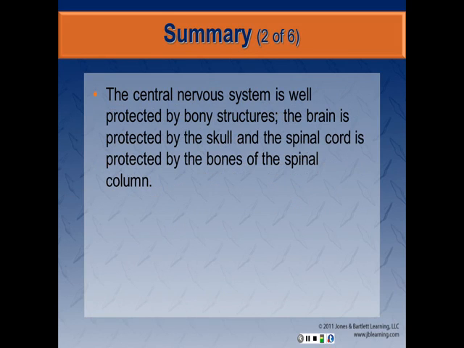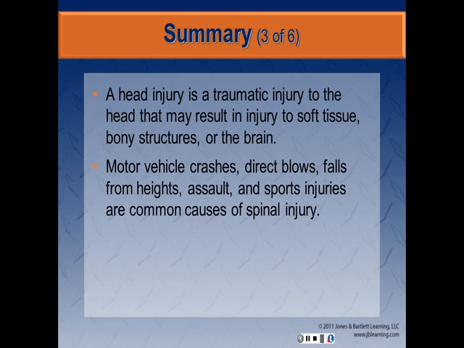The CNS is well protected by bony structures. The brain is protected by the skull, and the spinal cord is protected by the bones of the spinal column. The CNS is also covered and protected by three layers of tissue called the meninges. The layers are called the dura mater, the arachnoid membrane, and the pia mater.